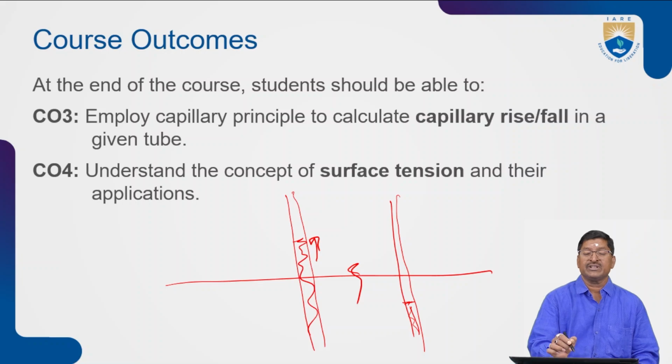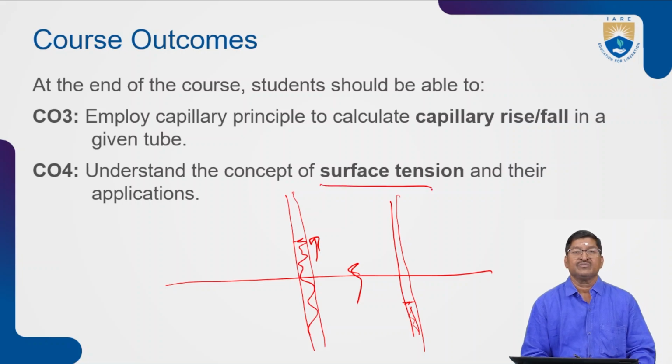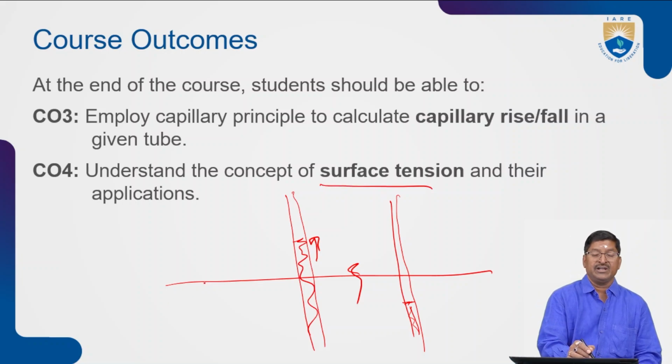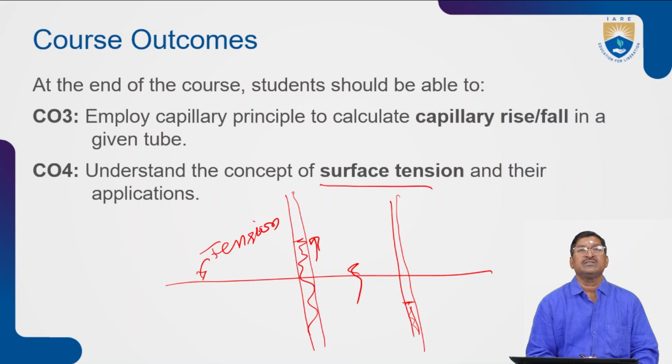Course outcome 4 is the surface tension. That means any fluid at its surface has some tension, which is called surface tension. That is under course outcome 4.